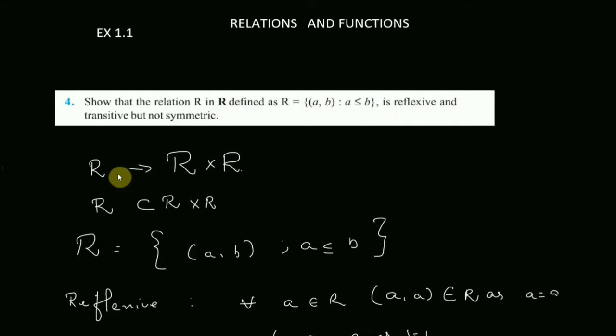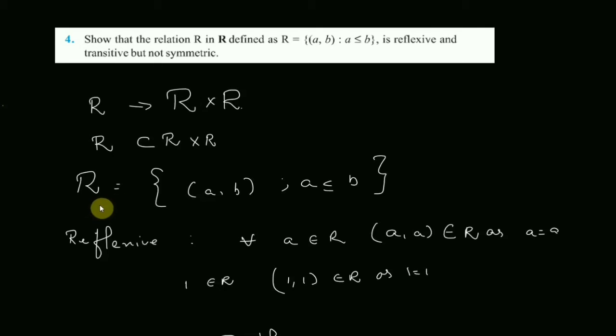So it is given R is from R to R, that is, this bold R is the set of real numbers. So the relation R is a subset of R cross R. So we have to write R now. R is {(a, b) : a ≤ b}, the set of all ordered pairs where a is less than or equal to b.